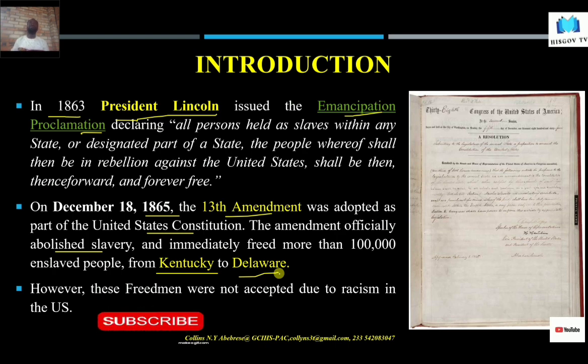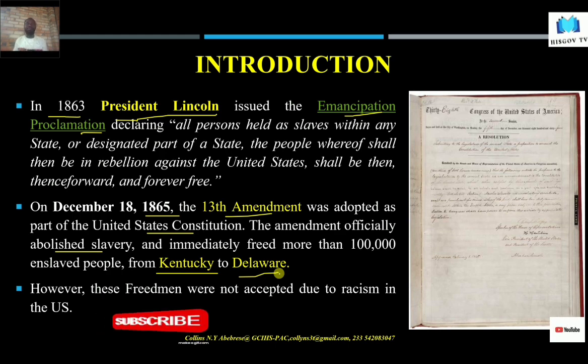Some of them had just worked for their master all this while. So asking these people to go free and fend for themselves without any skill, no education, it was going to be very tough for these freed men or freed African Americans. So what then happened was that, even putting aside this challenge, they also faced a problem of acceptance. These freedmen faced the problem of acceptance.